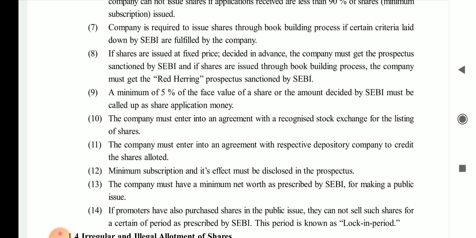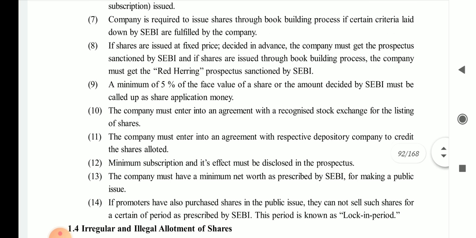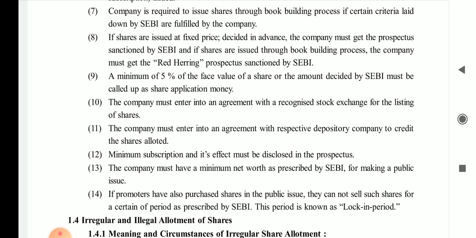Say, for example, I have one company and I have issued so many shares, and I have decided a price for the share of 100 rupees. But now I would like to collect the price of my company's share from the public, and the public decides that on average my company's share price should be 200 rupees. Then I have to keep my share price at 200 rupees. That is known as the book building process.